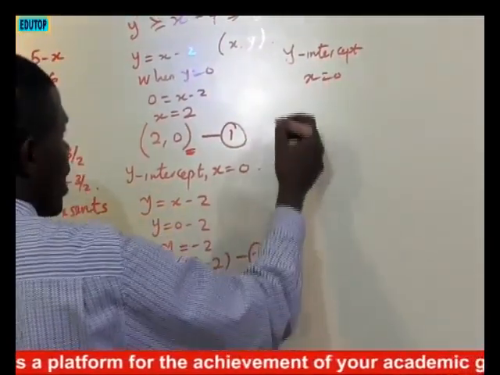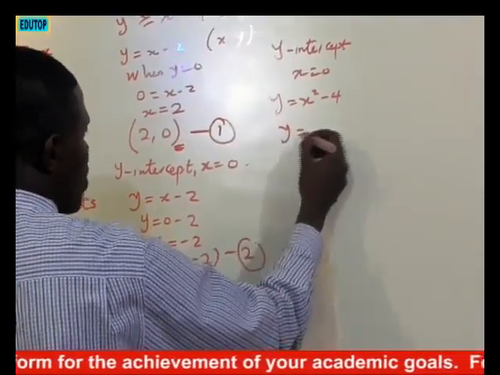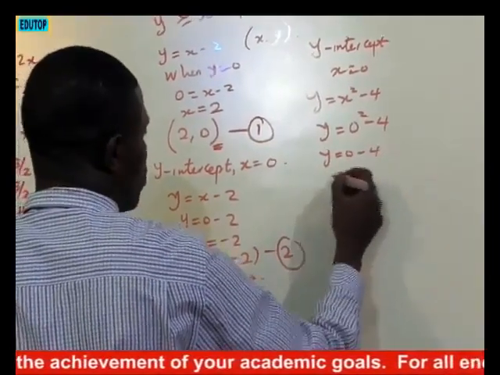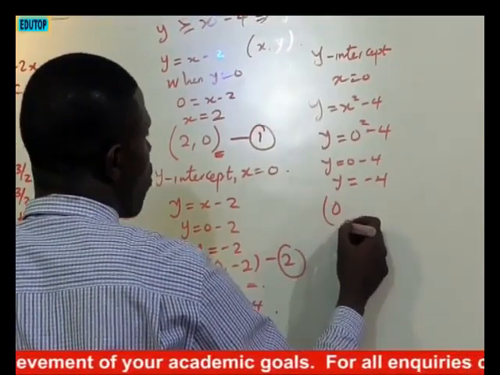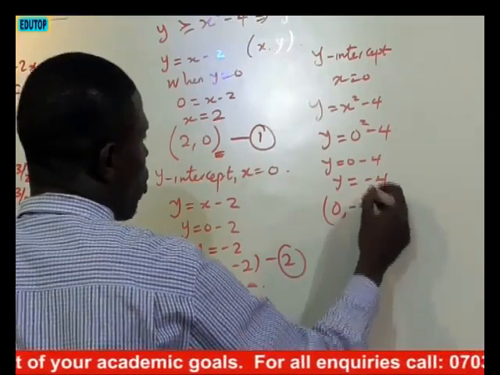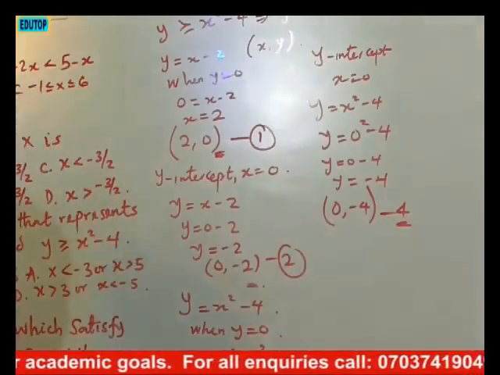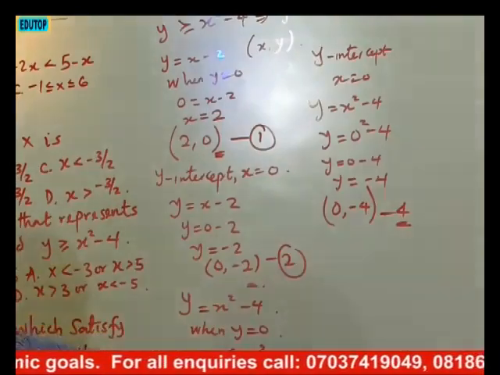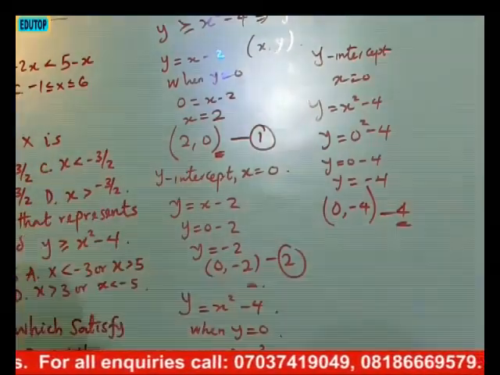So if x equals 0 here, we have y equals x squared minus 4. So if x equals 0, y will be 0 squared minus 4. What's 0 squared? 0. 0 minus 4 is minus 4. So when x is 0, y equals what? Minus 4. That's what it means. So this is our fourth coordinate. What is the significance of determining this coordinate? So that we can know the shape of our graph, so that we will not be derailed.